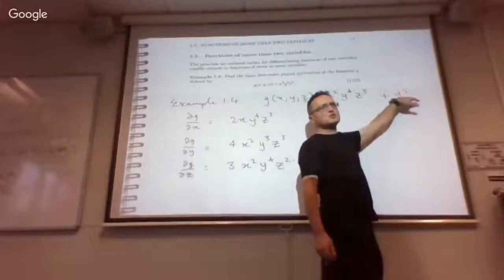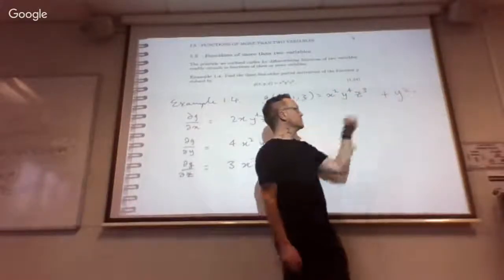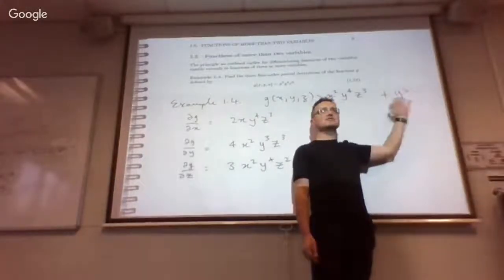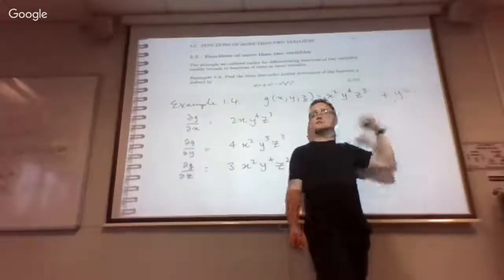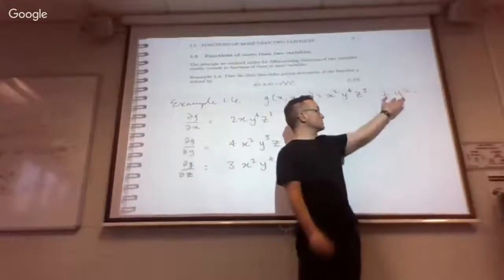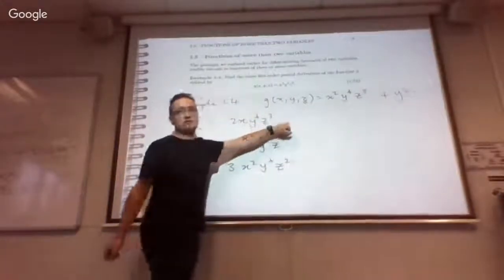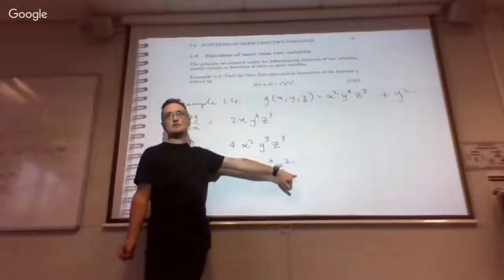What's the derivative of y squared with respect to x? Well, you're differentiating with respect to x, so the y is just treated as a constant. It's a fixed number for the purposes of differentiating with respect to x. So its derivative with respect to x is 0. So that y squared doesn't survive into the x derivative. And for similar reasons, it doesn't survive into the z derivative.